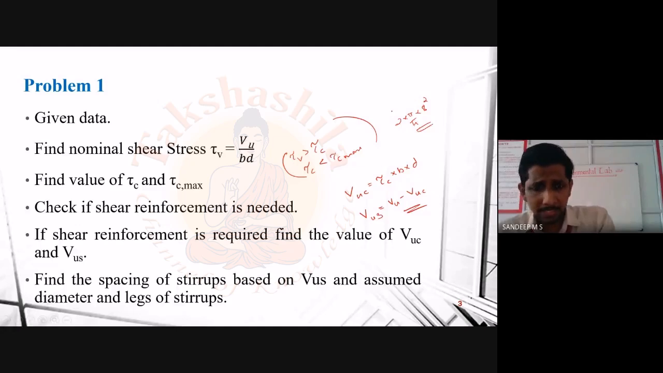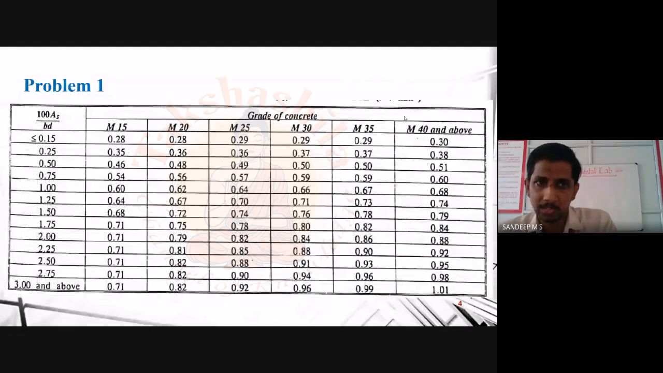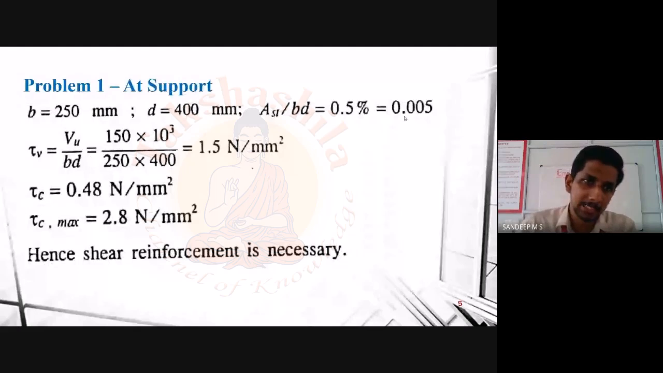Let us take the grade of the stirrups as 415 itself. And after finalizing these things, we can find the value of spacing also. So this is basically table number 19. The data given are B, D, and AST by BD in this question. It is 0.5%. Therefore, the decimal value will be 0.005.